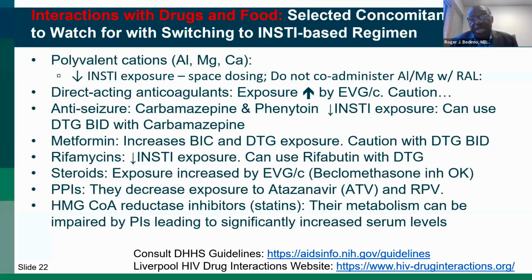Either somebody is being treated for active or latent tuberculosis. Steroid exposure is increased by elvitegravir and cobicistat. That is very important, even when somebody is using an inhaled one like fluticasone. They may have increased exposure to these drugs, so it's very important. And then statins, PPIs: 20% of Americans have taken some anti-acid medication, including proton pump inhibitors.